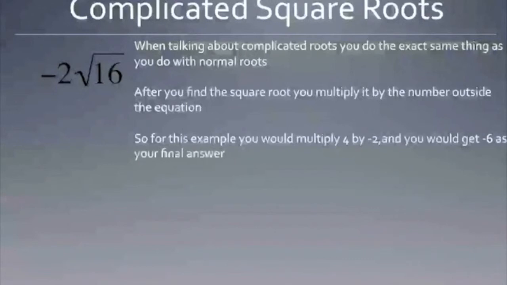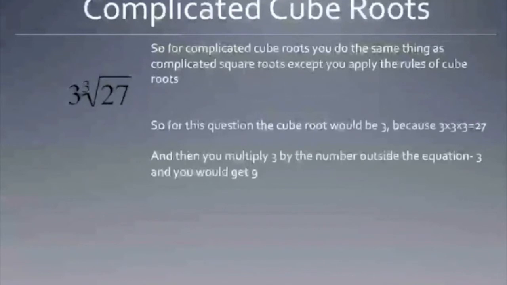Now we'll do complicated cube roots. Okay, so for complicated cube roots, it's the exact same thing as complicated square roots, except applying the rules of the cube root. If that made any sense. So, what is the cube root of 27? 3, because 3 times 3 is 9, times another 3 is 27.